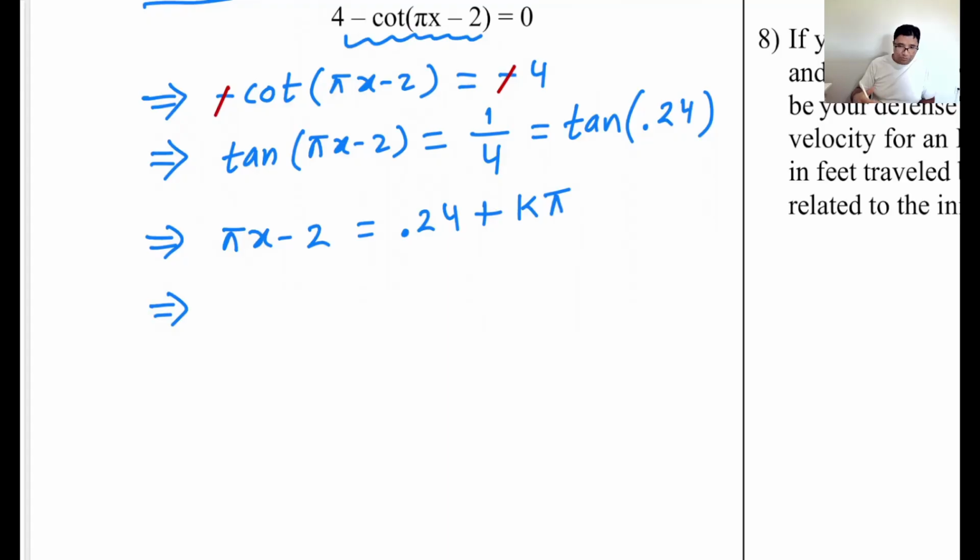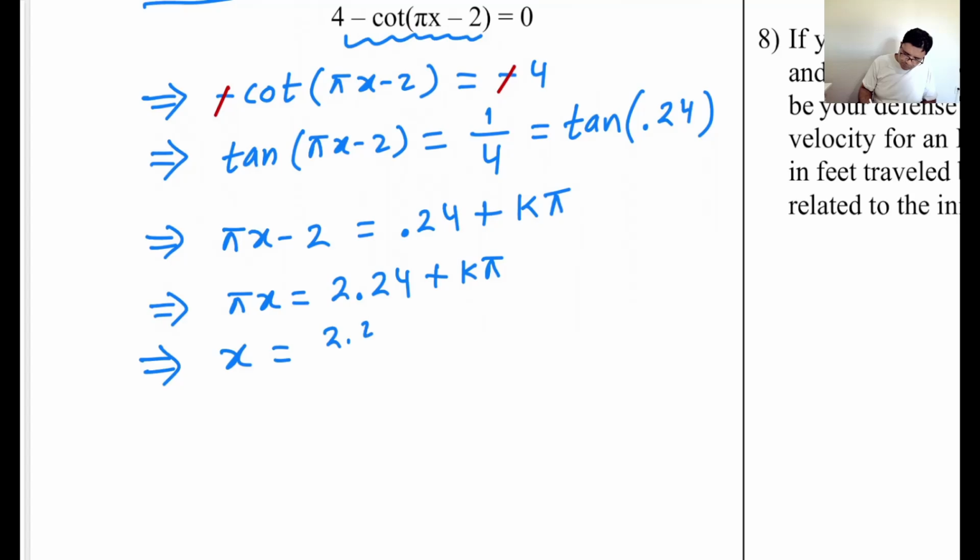There is still some more work to do because I have to solve for x. Pi x will be, take that minus 2 to the other side and add, it will be 2.24 plus k pi, and then divide by pi on both sides. So it will be 2.24 divided by pi plus k.